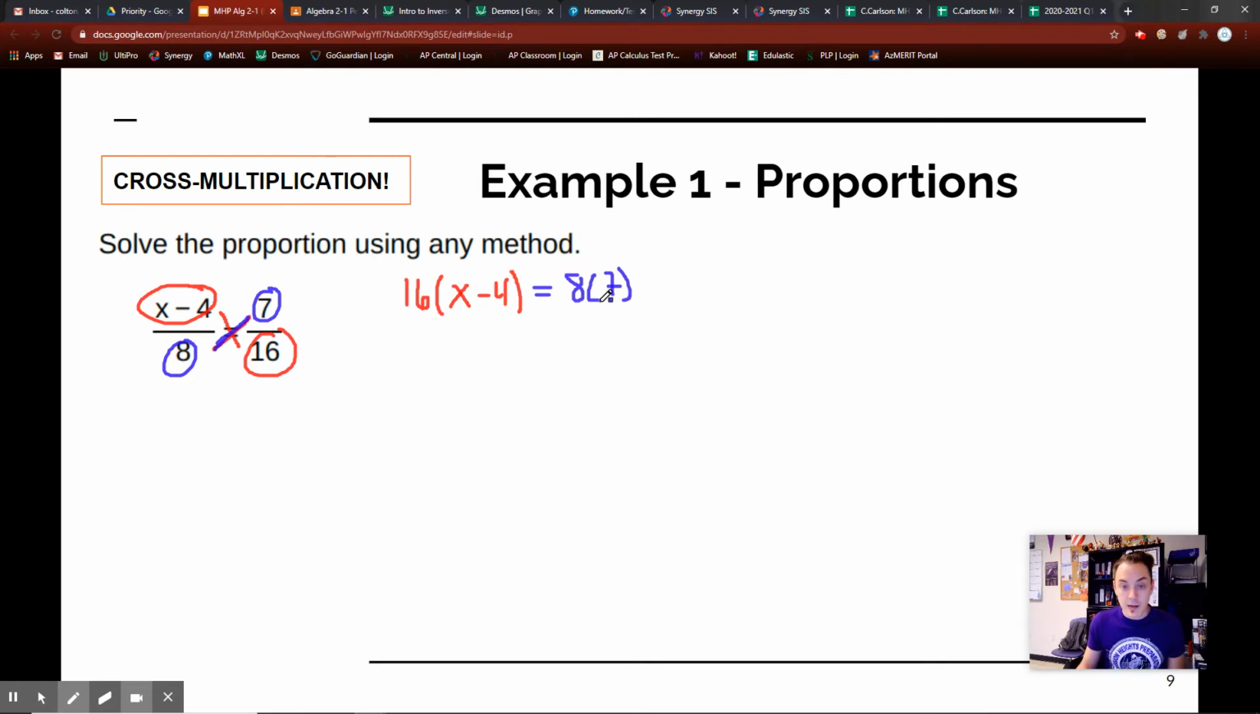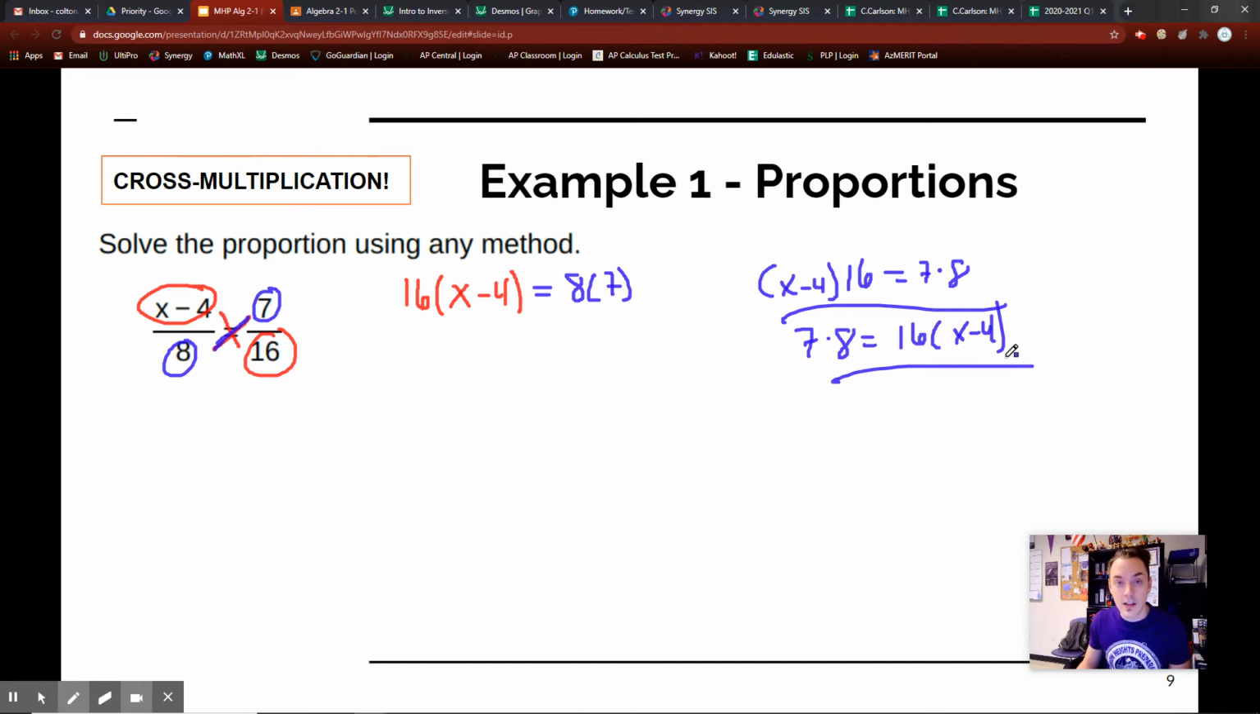Now, maybe you're wondering, does it matter if I start with the 16? What if I wrote it like this, and then 16, and then equals 7 times 8? Or maybe you wrote it like this, 7 times 8 equals 16 and x minus 4. Does it matter, Mr. Carlson? No, all of these are solid.